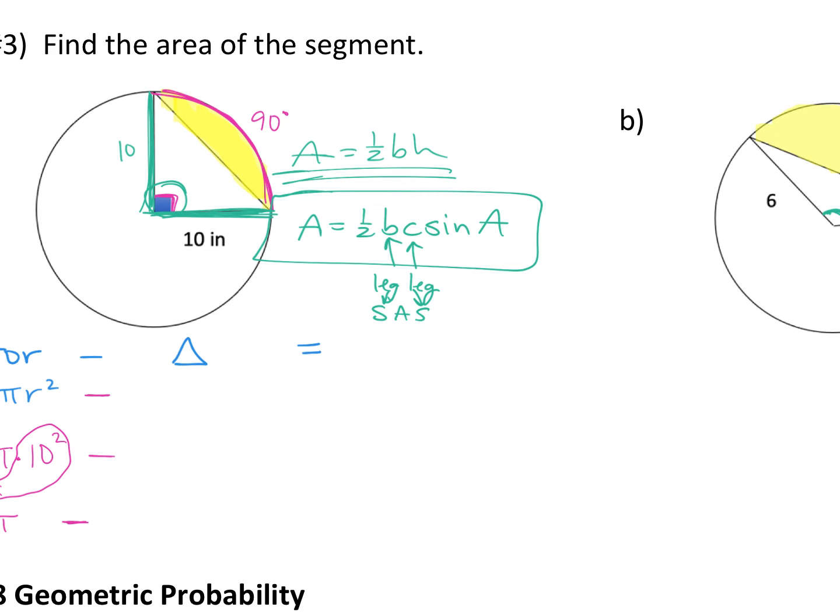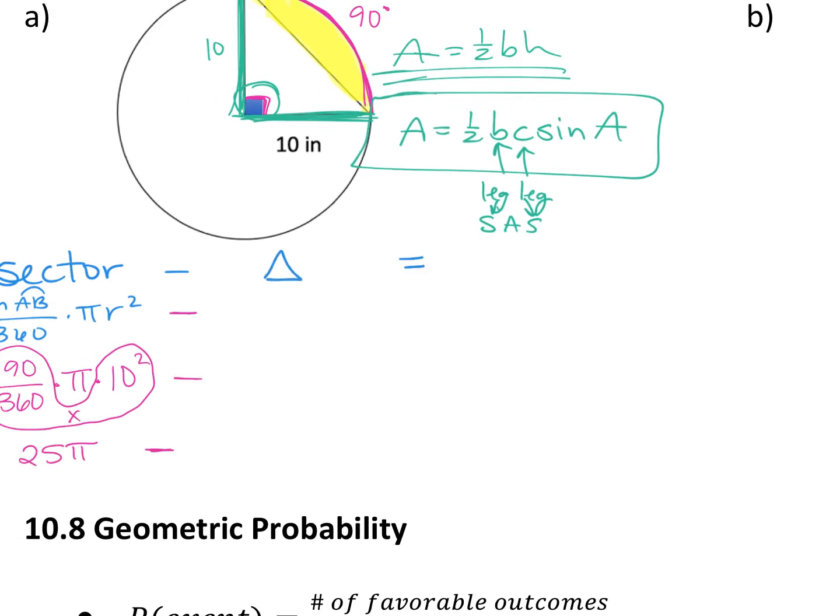Who wants to do 1/2 BC sine A right now? Okay, so we're just going to stick with 1/2 BC sine A. If you like the 1/2 BH, do it. It's great. I would do 1/2 BH right here just because it's an easy triangle to do it with.